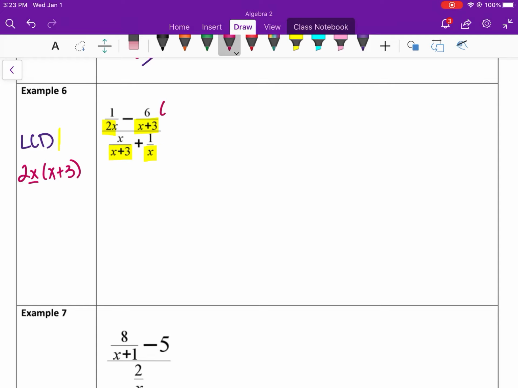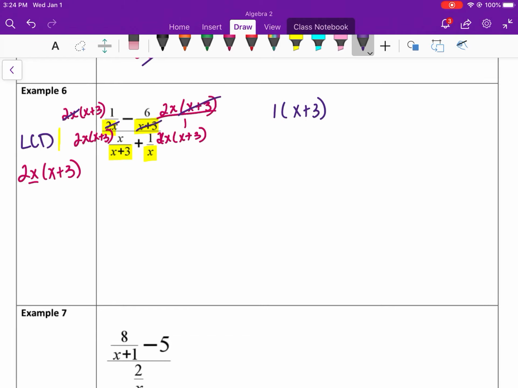So then you multiply each piece by 2x(x plus 3) over 1. So you're multiplying it by the whole 2x(x plus 3) on the top, and 2x(x plus 3) on the bottom. The idea behind this is to clear out the fractions and get rid of the fractions. So then the 2x's here cancel, and I have 1 times x plus 3. And then the x plus 3's cancel, and I'll have minus 6 times 2x.